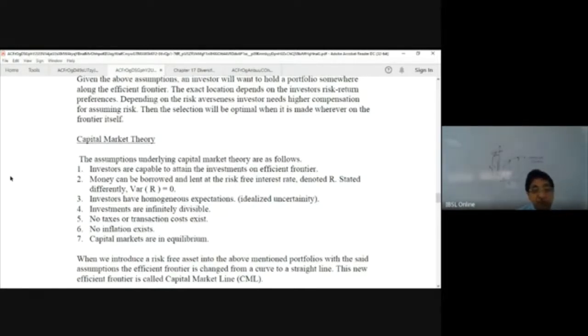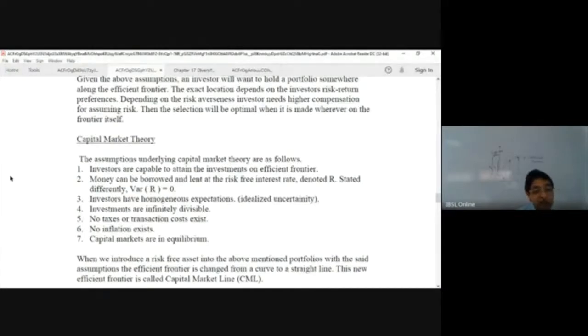Investors have homogeneous expectations. So what do you mean by that? Homogeneous expectations, idealized uncertainty. So they think, that is what you mean by expectations, they think that all have been under control. That is what it means.